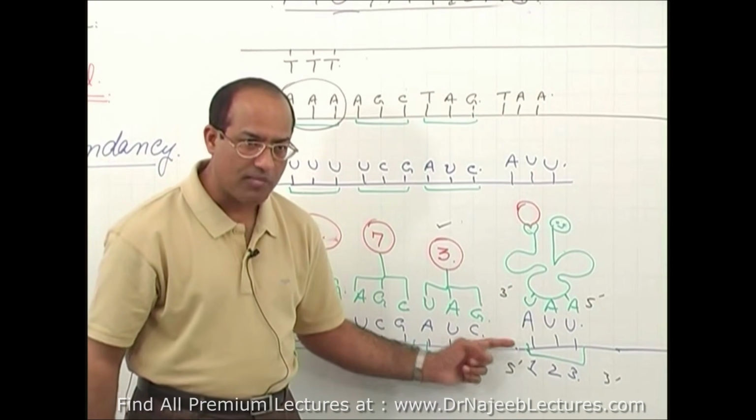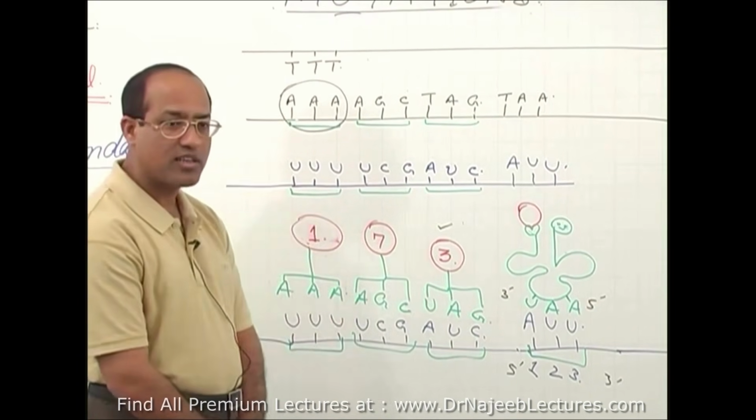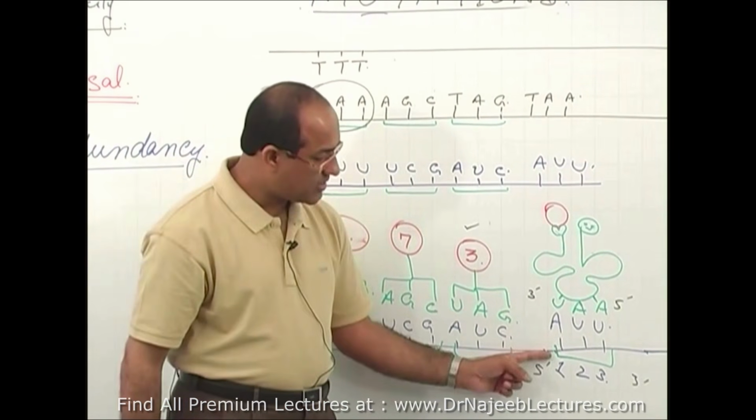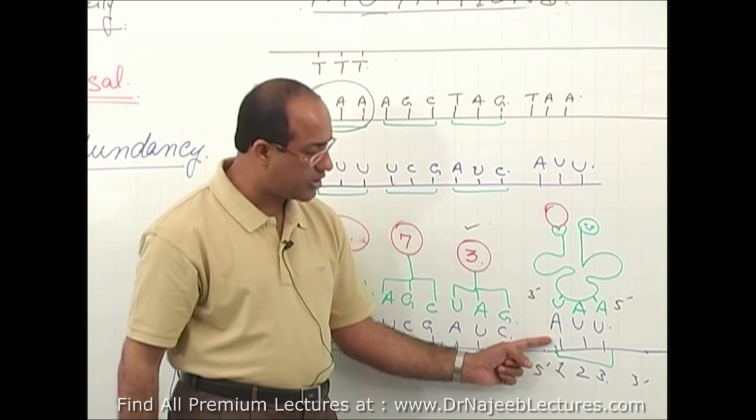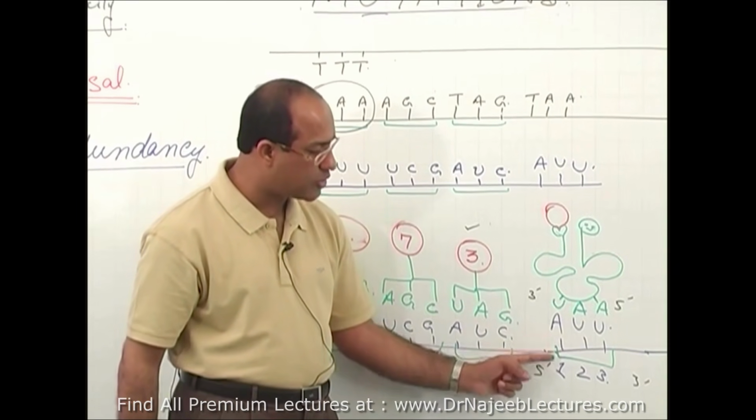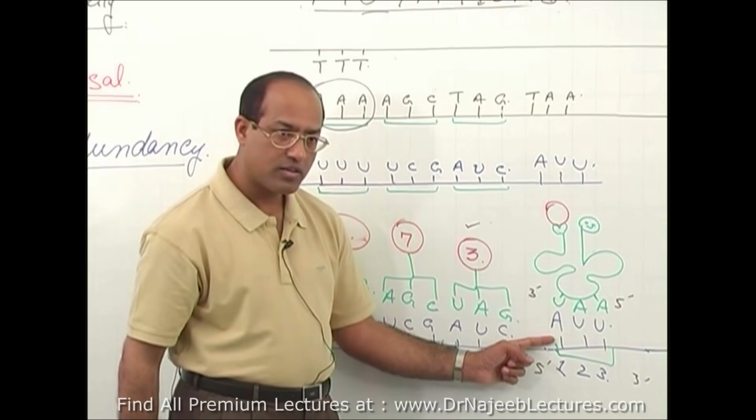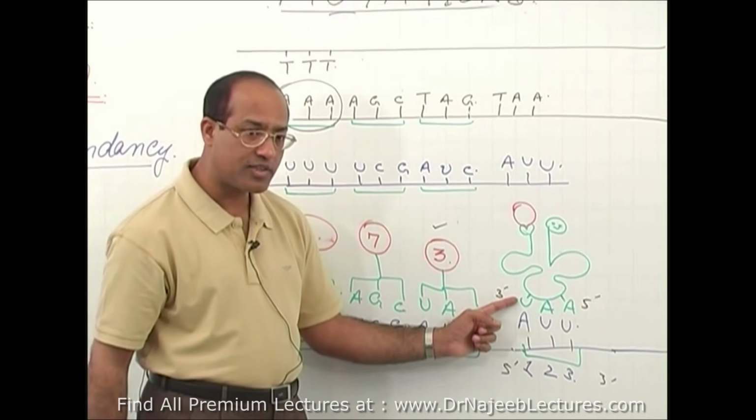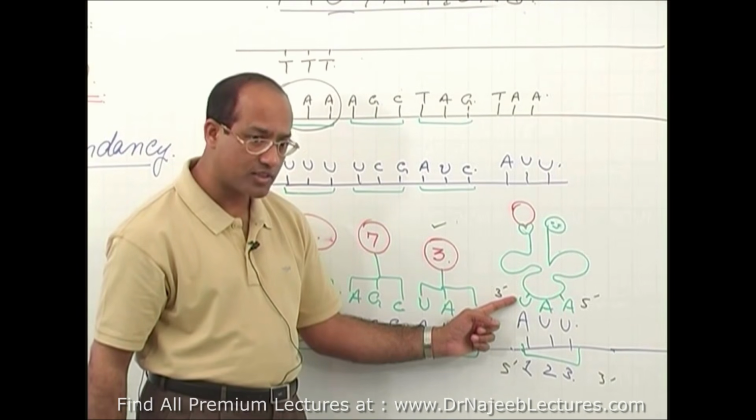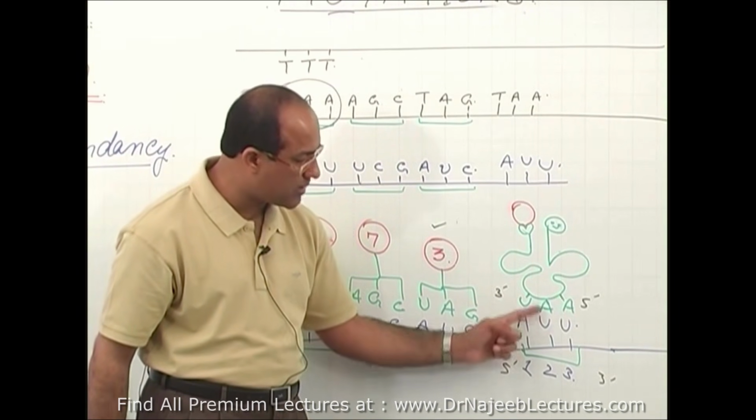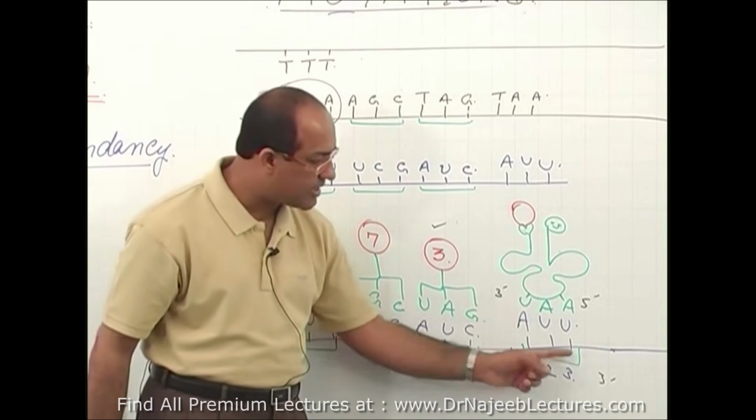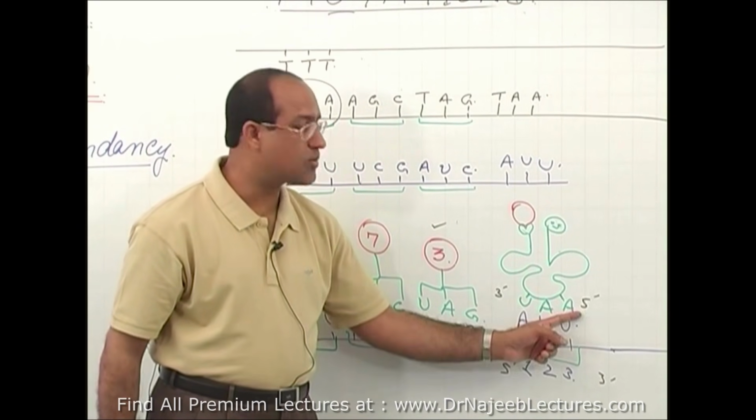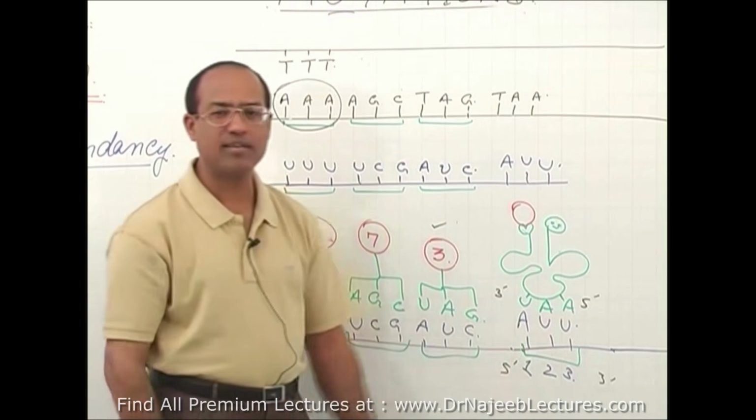Is that clear? But there is a very interesting situation here. We are saying that nucleotide in the codon of messenger RNA, nucleotide number 1, base number 1, matches with the base number 3 of the anticodon, and base number 2 matches with base number 2, and base number 3 in messenger RNA codon adjusts with the base number 1. Is that clear?